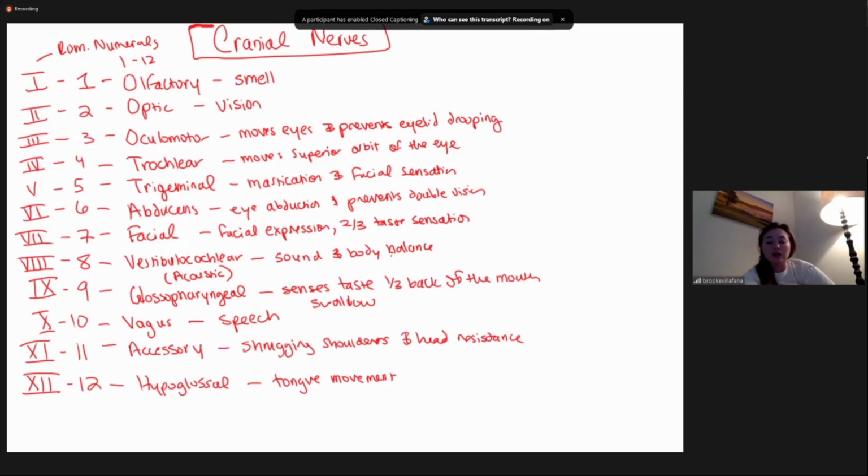If you guys have questions, eye abduction would be like looking to the side, right? Because abducting something is bringing it away from midline. So if I'm looking over in the corner, I'm abducting. Does that make sense? Adduction would be bringing it back to the middle. And if you guys need to go back to any of the screens as well, we can do that.